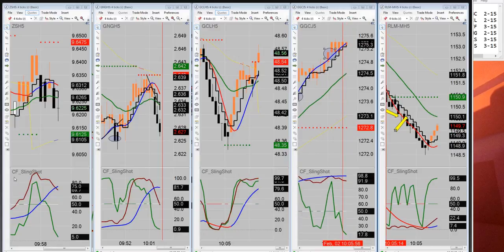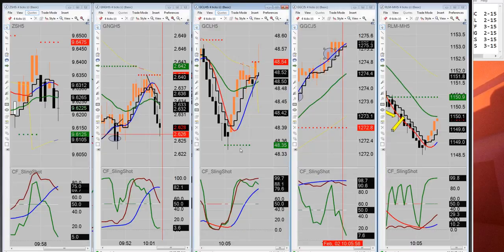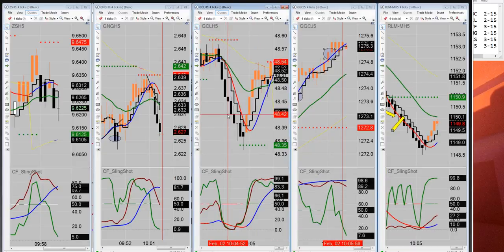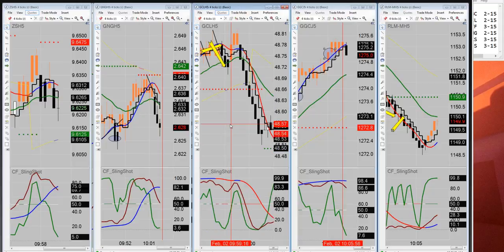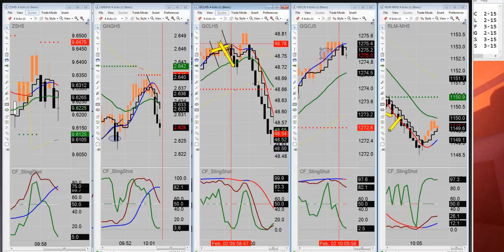Why did I buy crude when the slingshot was red? Alex, why did I buy crude back here, this one that stopped out? It's the close above the trend line. If the cycle is the wrong color, the close above the trend line is where I would go long.